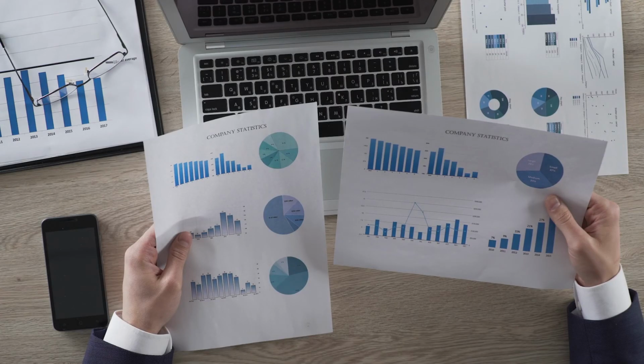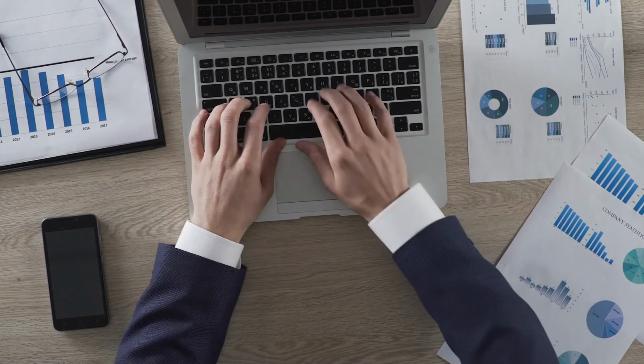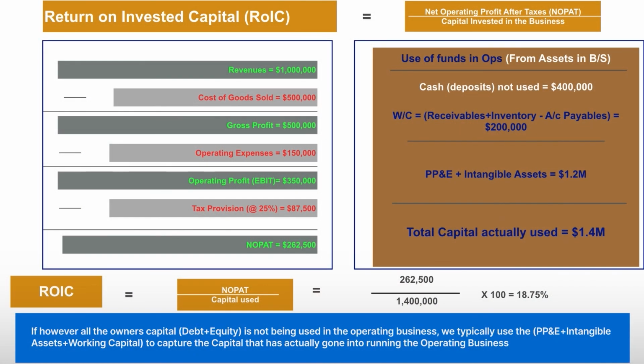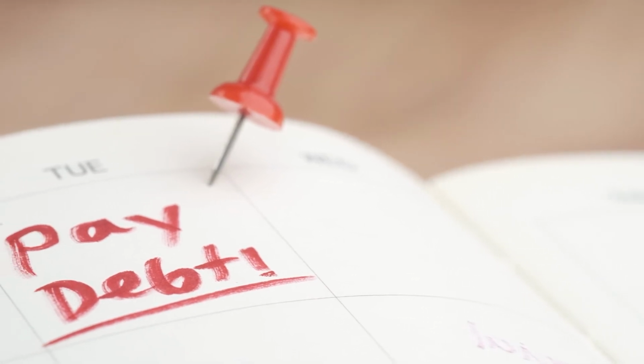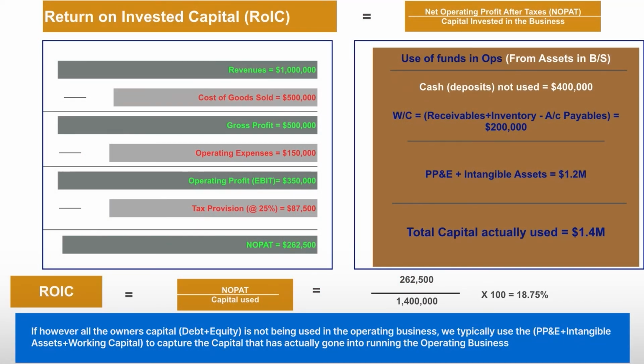So here again, we do not worry about the financing structure of the business. The financing structure of the business can change from year to year, or some other owner might come and acquire the business and just pay off the debt. So to really evaluate how well the operating business is doing using the capital which has gone into the operations, the ROIC is a great metric.